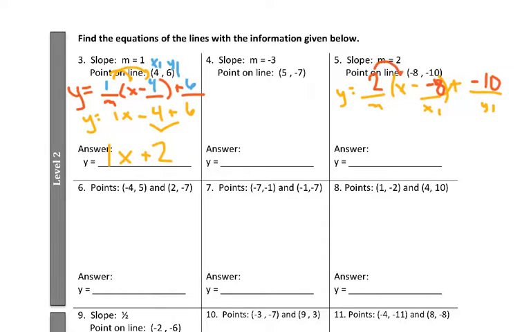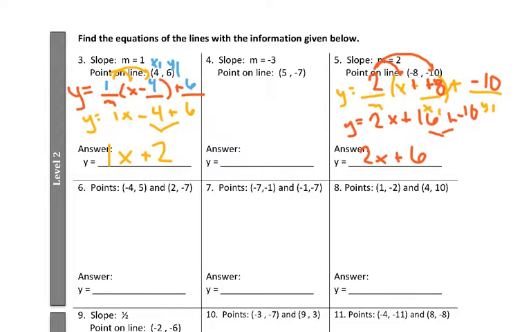Let's go ahead and distribute. Oh, but before we distribute, we got some confusing signs, so I'm going to change that minus negative to say x plus 8. Alright, so we got y equals 2x, and then plus 2 times 8 is 16, plus negative 10. Combine like terms, so y equals 2x plus 6, because 16 plus negative 10 is a positive 6.